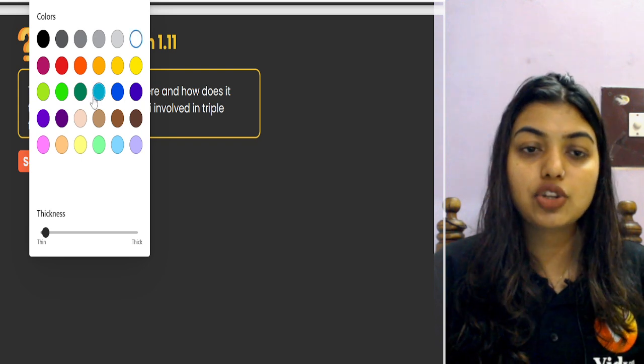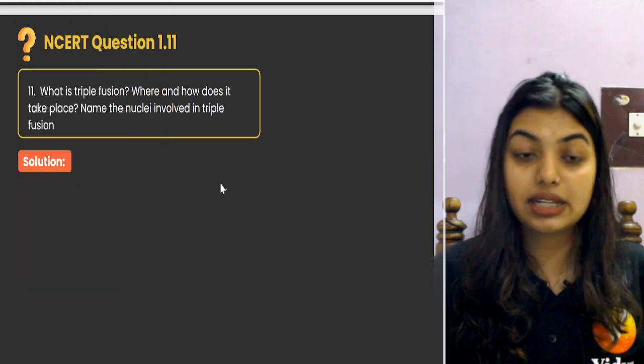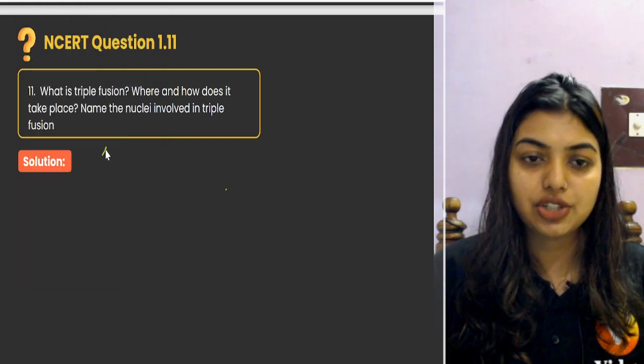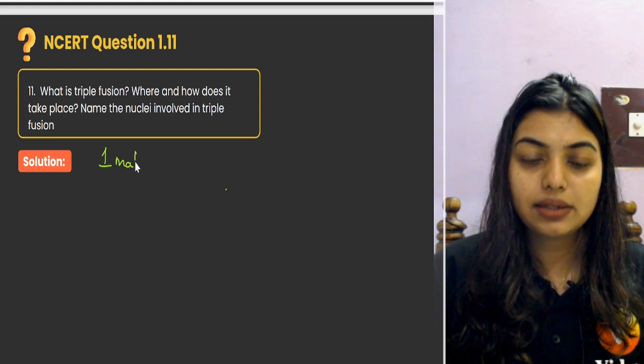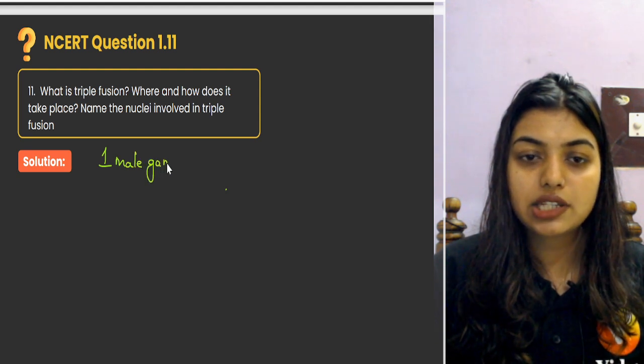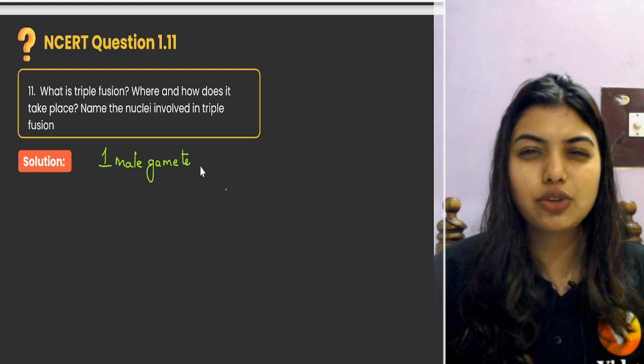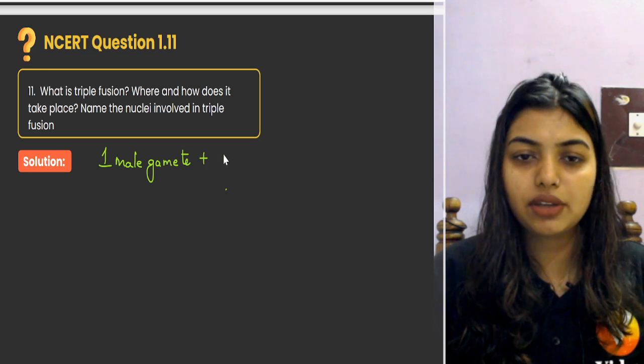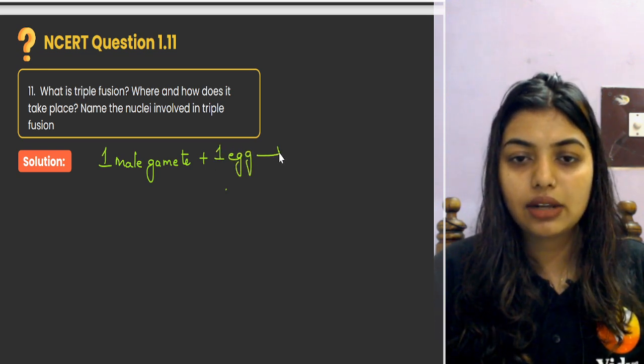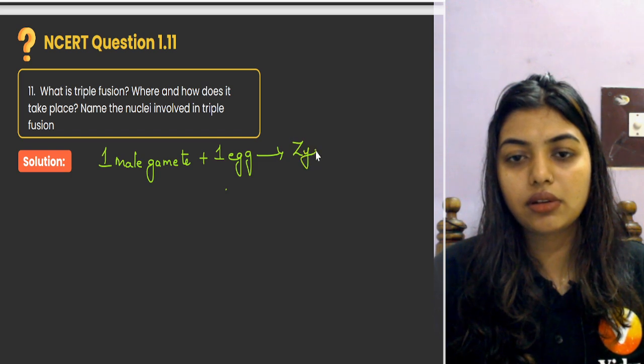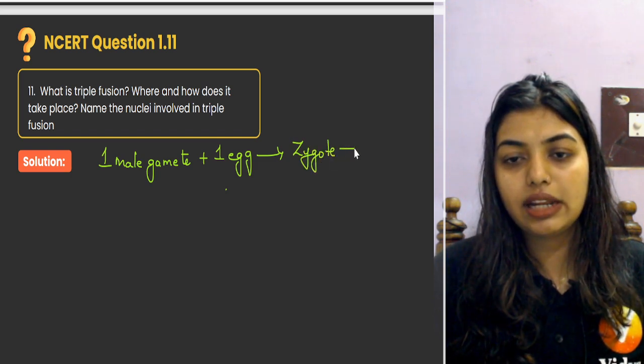Together, because two fertilizations are happening at the same time, we call it double fertilization. So the first male gamete, we usually say first male gamete, will fuse with one egg, and that will form the zygote. That zygote will later form the embryo.